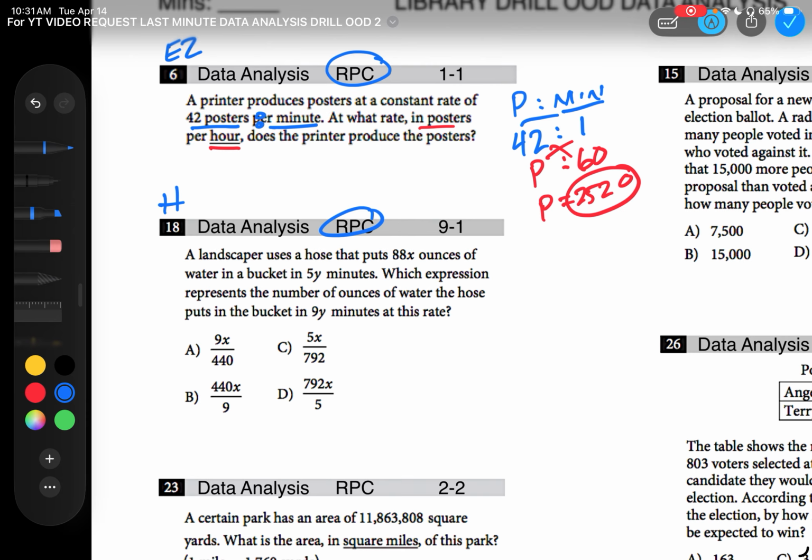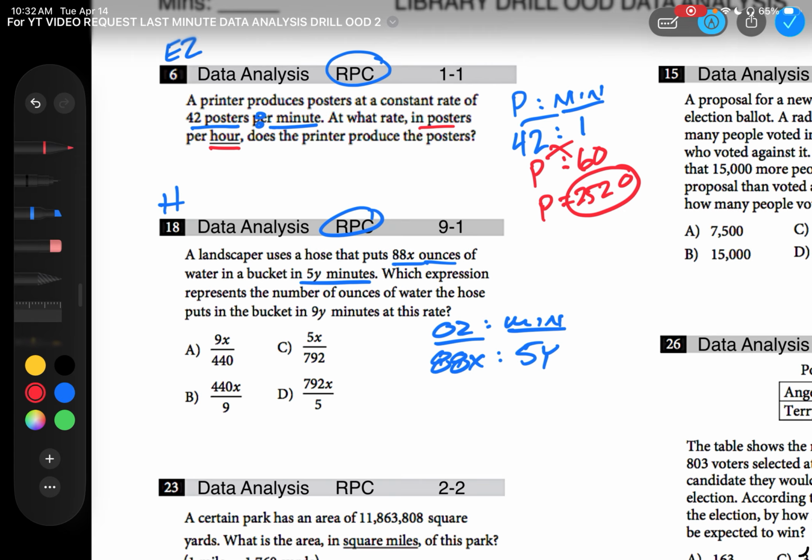So they're showing us that a landscaper uses a hose that puts 88x ounces of water in a bucket in 5 minutes. So we're comparing what? Ounces to minutes. All right. I'm going to show you why this is slick. Now, the ounces they told us is 88x to what minutes? 5y minutes. When you see those two variables, they're going to try and lock you up by getting you confused. But now watch what I do.